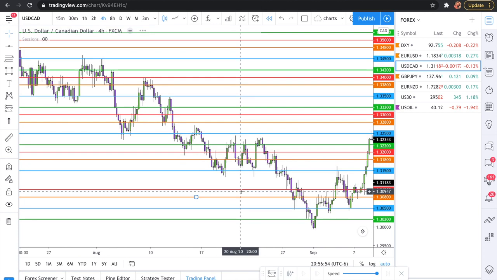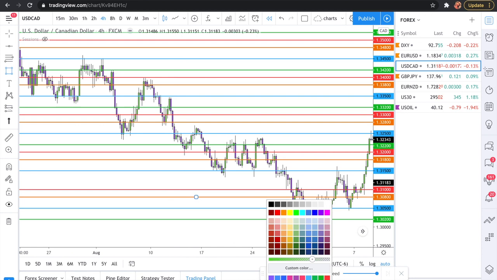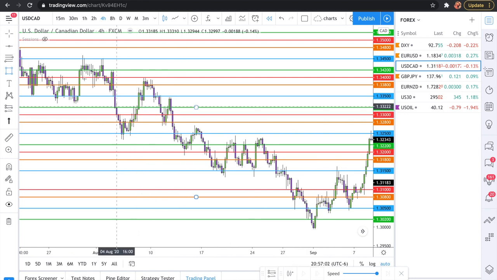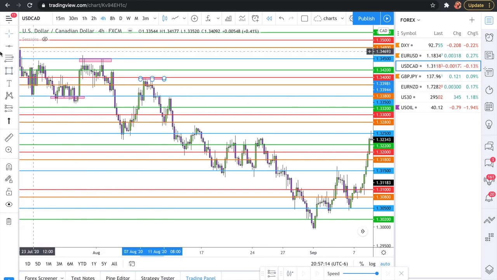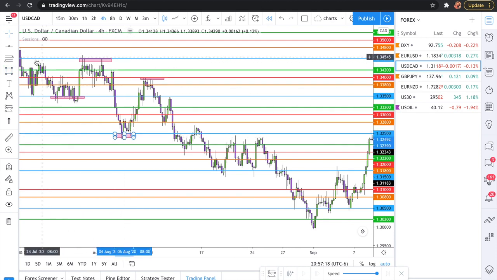Okay, so look, like here, I'll show you. Look how well these numbers are respecting that specific price. Like it's crazy.